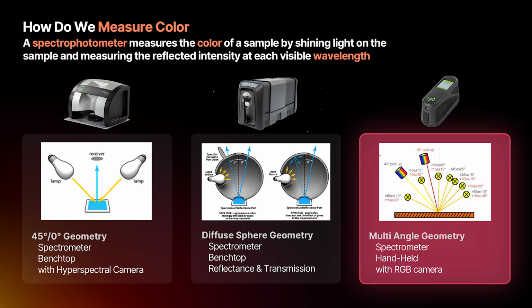We have the MetaView on the left, which is a 45/0 device. We have a diffuse device in the middle, which is our sphere technology. And then we have a multi-angle technology, which is used for more complex material appearance, like car paints and anything that has interesting change in appearance based on lighting angle and viewing angle as well.